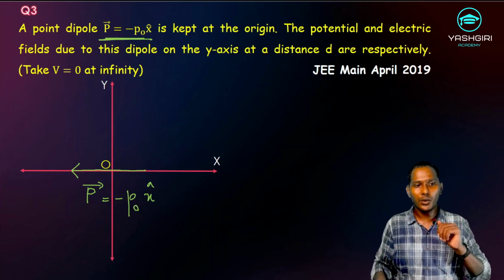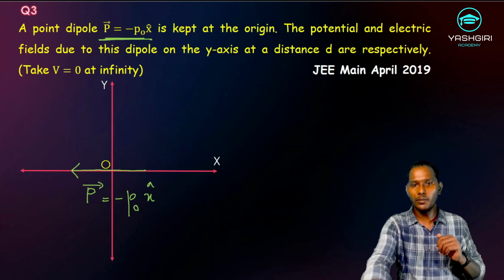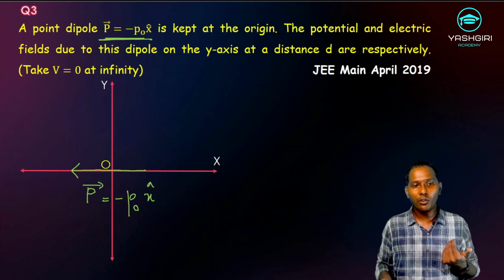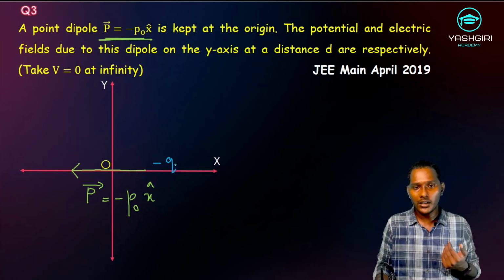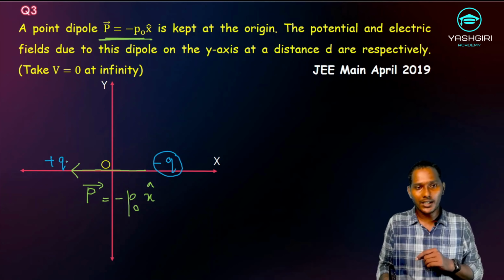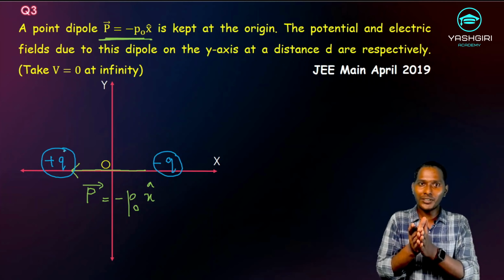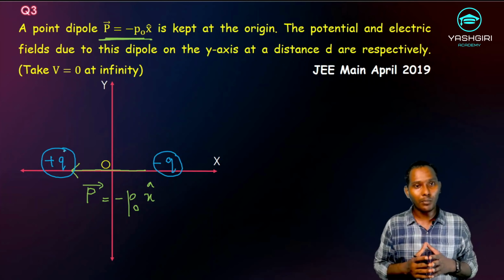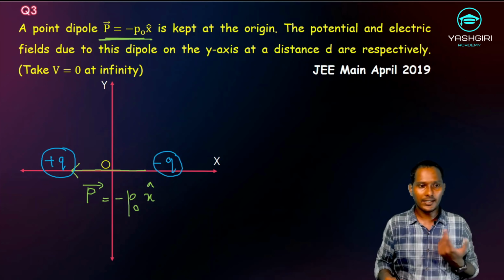Now, students, we know that the electric dipole moment will be pointing from the negative charge, let us say a negative charge here on the positive x-axis, towards a positive charge, which is going to be on the negative x-axis. So that's the direction of the electric dipole moment we choose, from a negative charge going towards a positive charge.